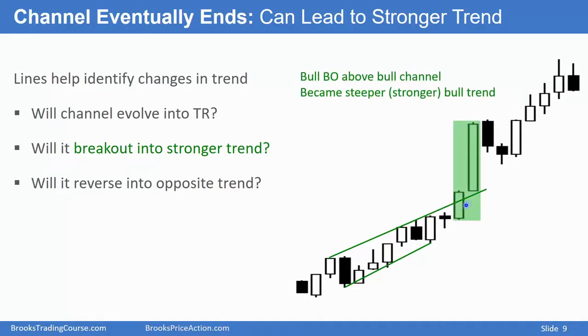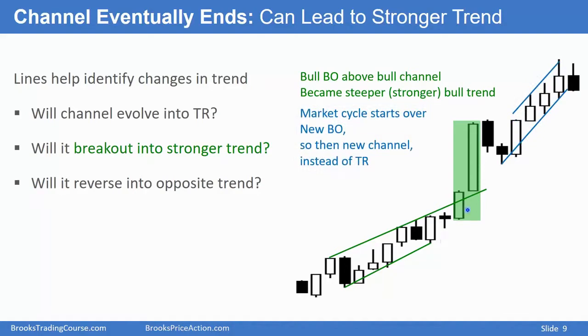And that's what we had here. We had a strong bull breakout above a bull channel, so the market cycle starts over. Breakout, and then channel, and then probably a trading range later on. So we had a bull trend that became an even stronger bull trend. We have a bull breakout above a bull channel and the creation of an even stronger bull trend. Breakout, channel, eventually probably a bear breakout below the bull channel, and then the formation of a trading range.